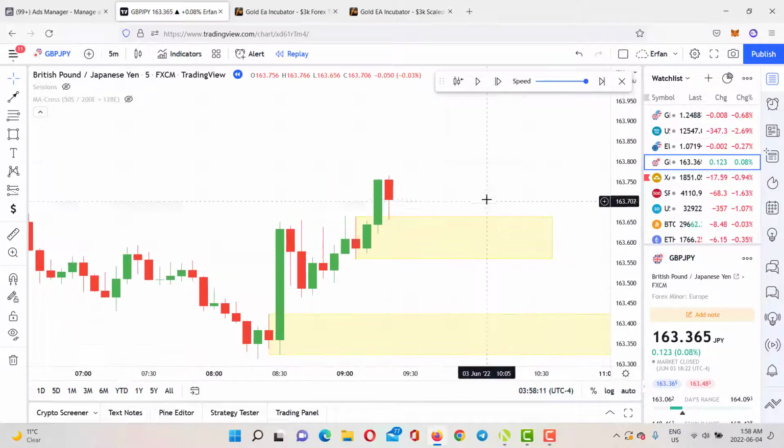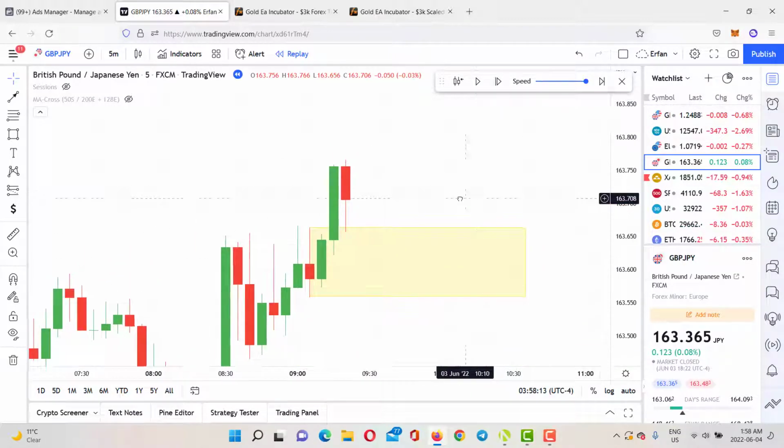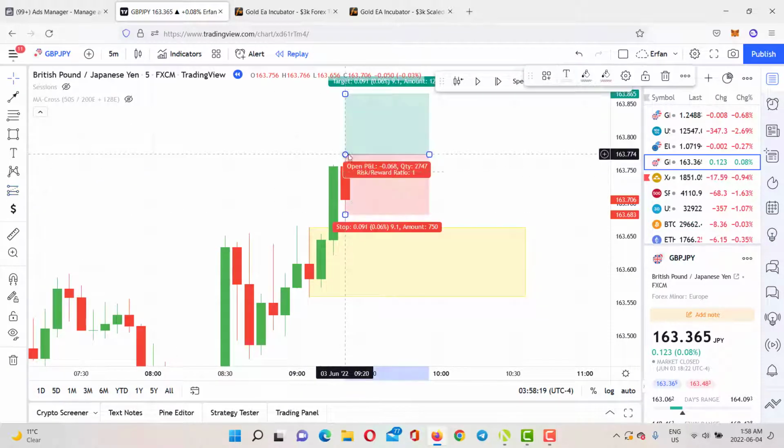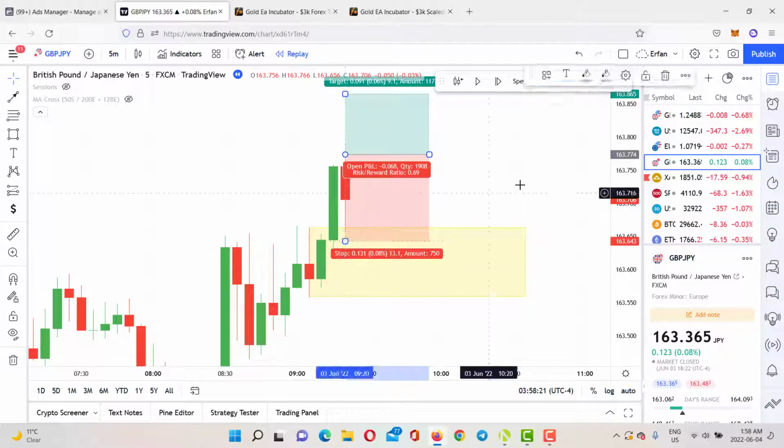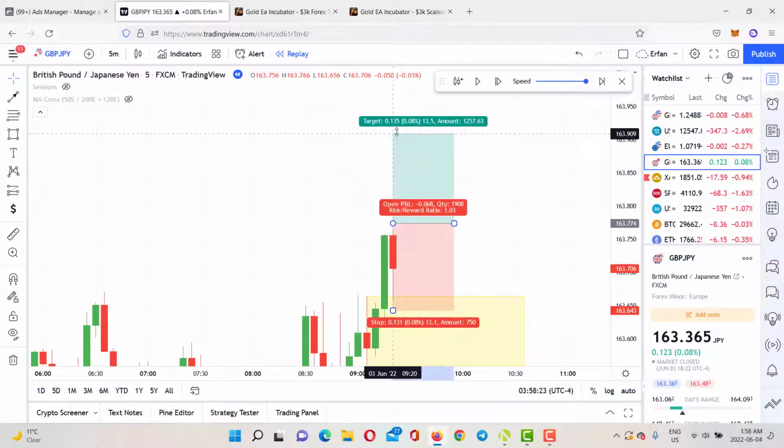And then the only thing you need to do is to identify that this candle filled in the gap, and also it's a good momentum. Then you can put your buy stop above this candle, and then you can put your stop loss here, and then your TP 1-to-1.